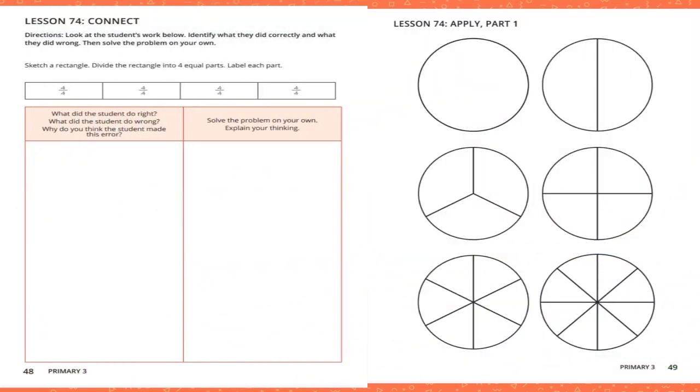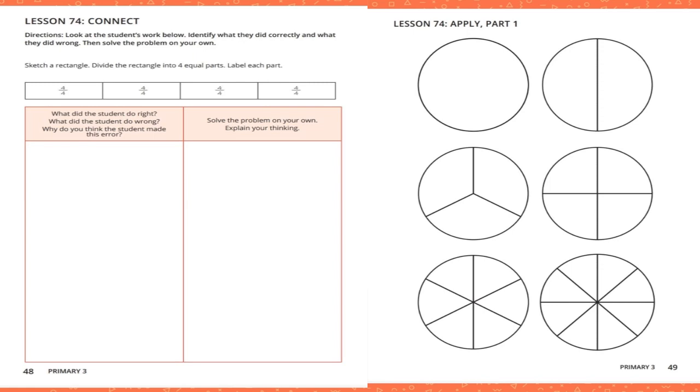Now let's start with lesson 74, the connect part. Here we have an error in solving this problem. The problem was: sketch a rectangle, divide the rectangle into 4 equal parts and label each part. He wants me to divide this rectangle into 4 equal parts. And it's right. The student did it correctly.